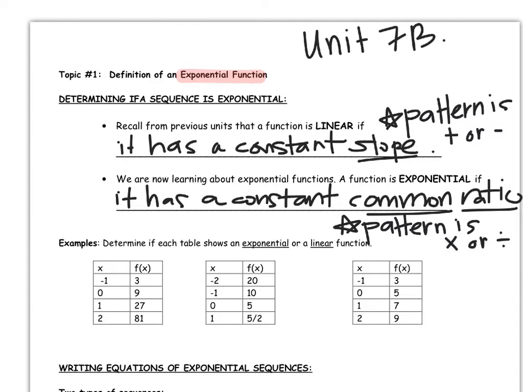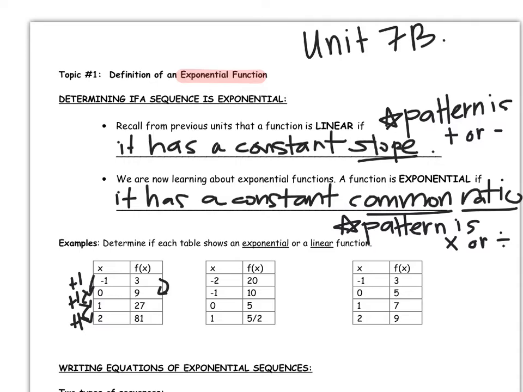Alright, so we're going to look and see if we can tell whether or not a table is exponential or linear. So to do this, we are going to look at what the pattern is. So first, if you look at the x's for all of these, the x's are always increasing by 1, and you can actually see that on all the tables. So since these are always going up by 1, we're going to disregard that. We're going to look at the pattern here on the y values.